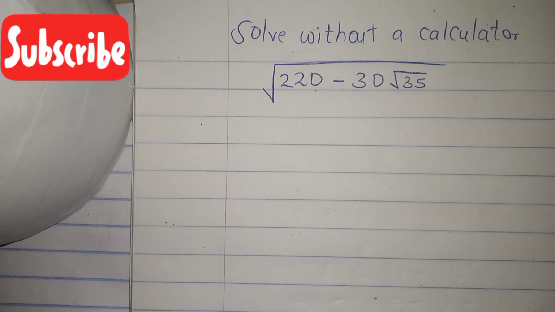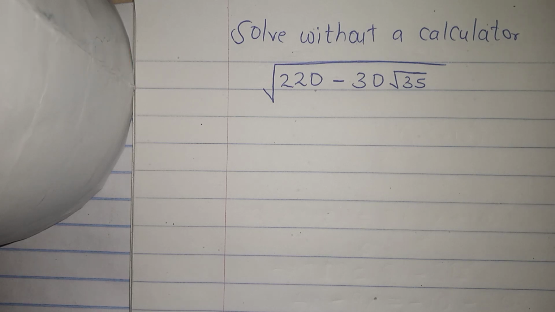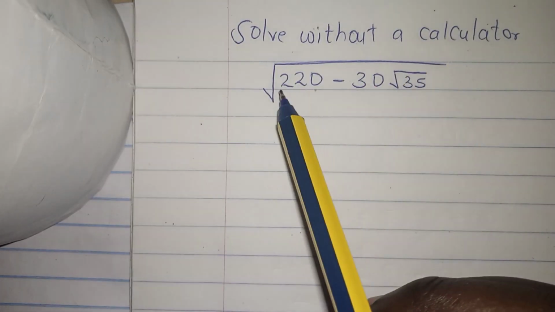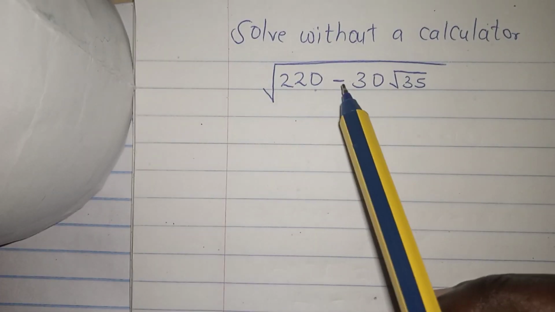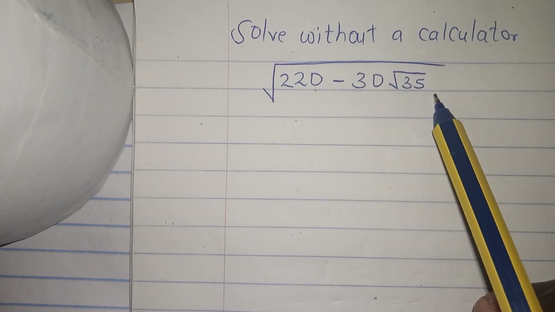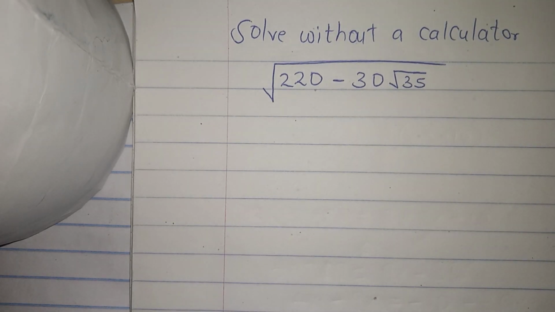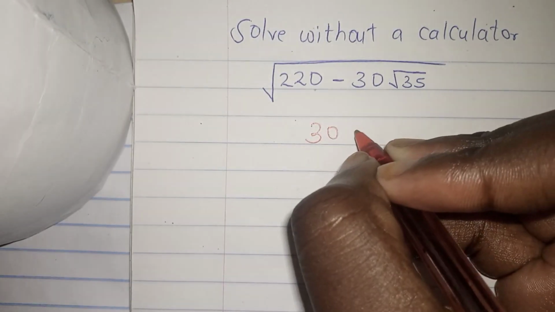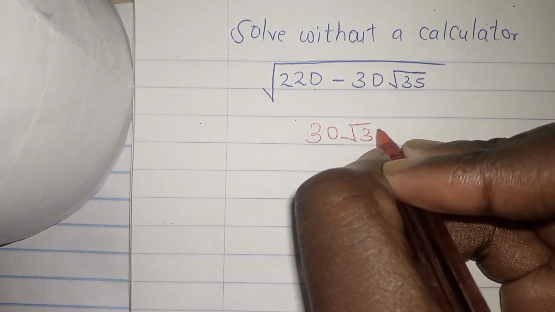So today I want us to solve without using a calculator. Solve without a calculator, and we have the square root of 220 minus 30 square root of 35. I want us to solve. So we'll begin by 30. So let me write 30 square root of 35.